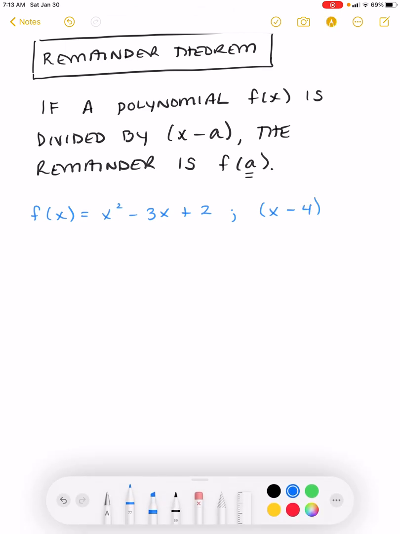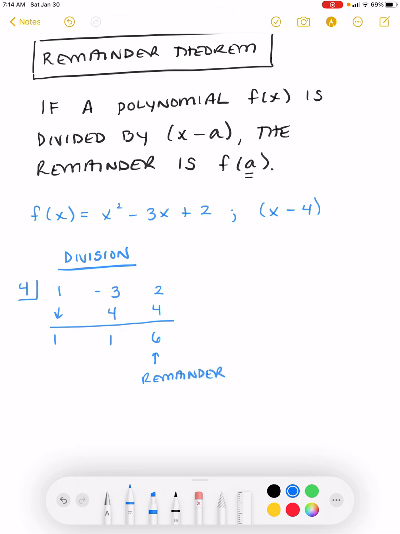And so what we can do is use synthetic division. Let's divide this, and put our coefficients, 1, -3, 2, and in the box we're going to put 4. Let's run through and see what this remainder is going to be. 1 times 4 is 4, we get 1, 4 times 1 is 4, and we get 6 for our remainder. And so the result is a remainder of 6.